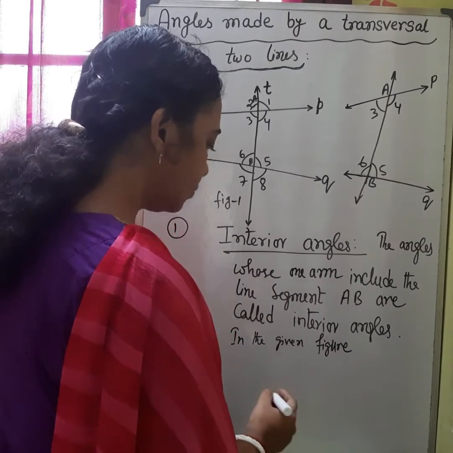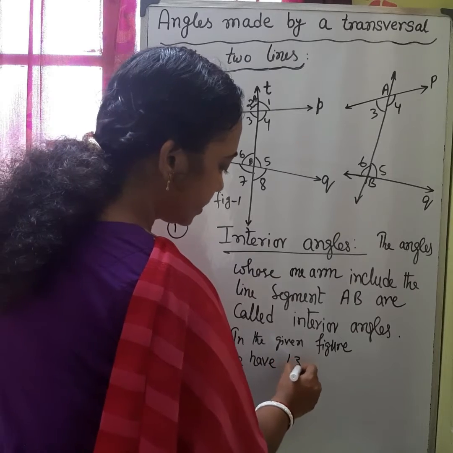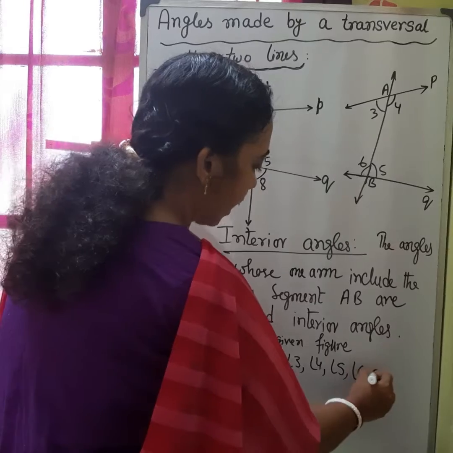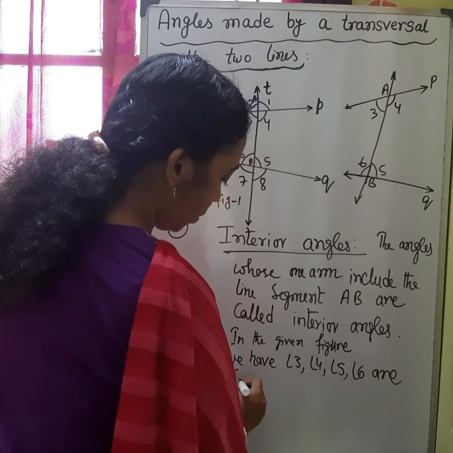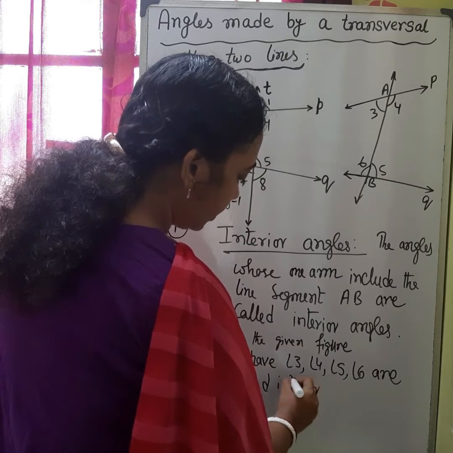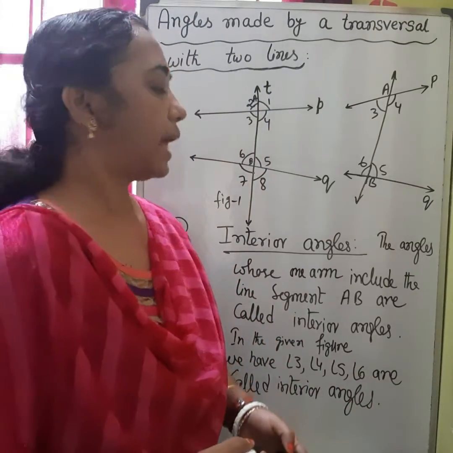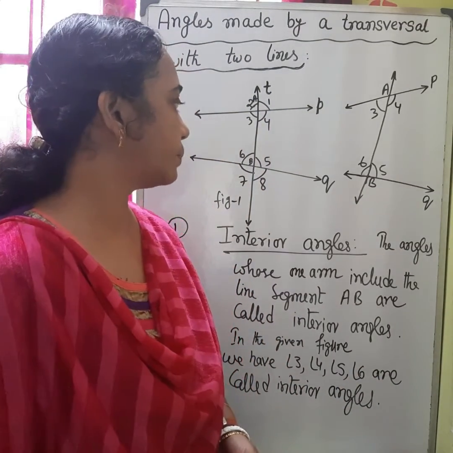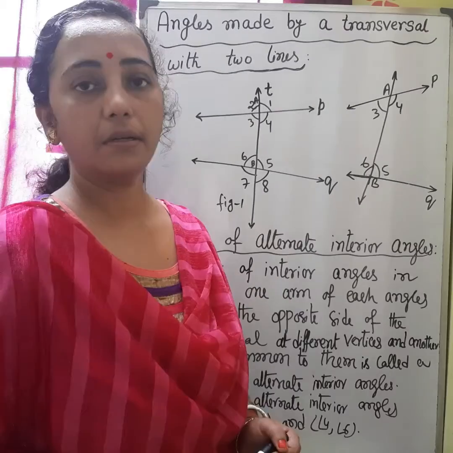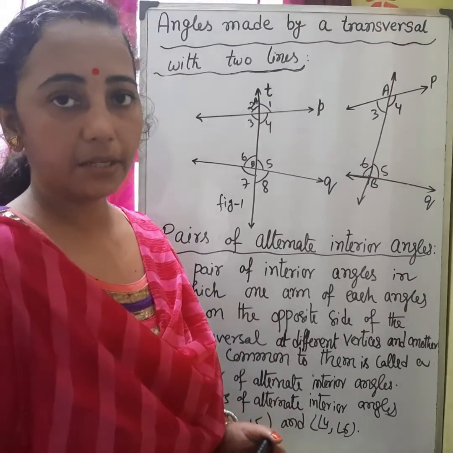So in the given figure, angle 3, angle 4, angle 5 and angle 6 are called interior angles. These are the angles which lie between the two lines, that is between P and Q. So these angles are called interior angles. So now let us know about pairs of alternate interior angles.